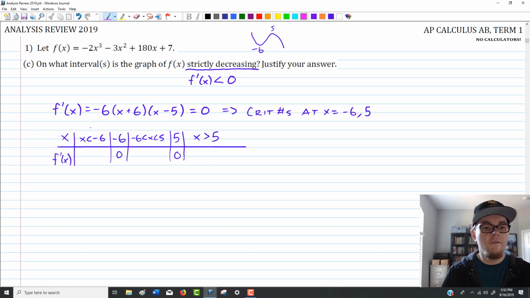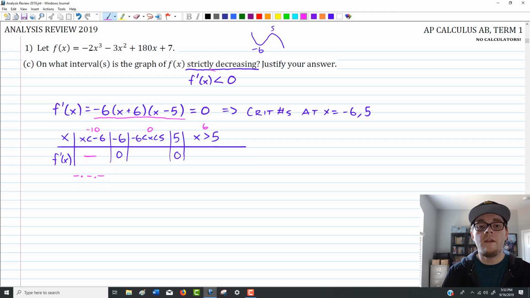Now when I do this, I'm going to test out values. I'm going to plug in negative 10, I'm going to plug in 0, and I'm going to plug in 6. And we'll see what the sign looks like. So we're plugging into our derivative f prime of x. We're going to have negative 6 times negative, because negative 10 plus 6 is negative 4, so that's negative. And then negative 10 minus 5 is also negative. And a negative times a negative times a negative remains negative.